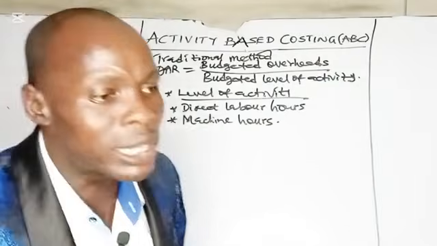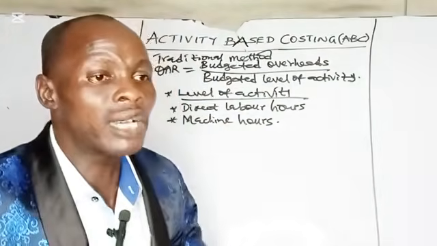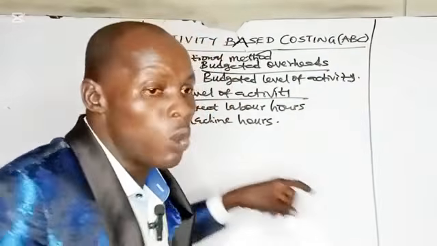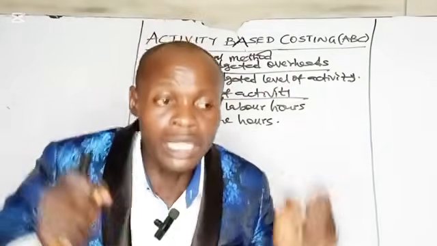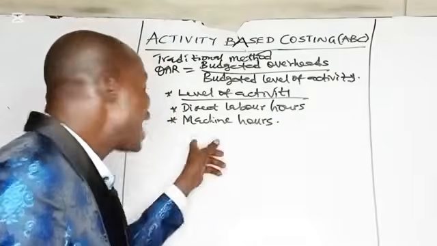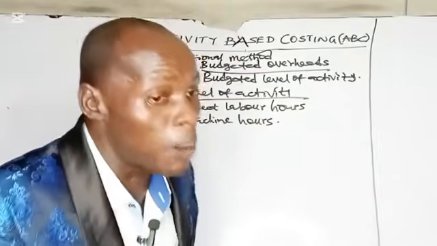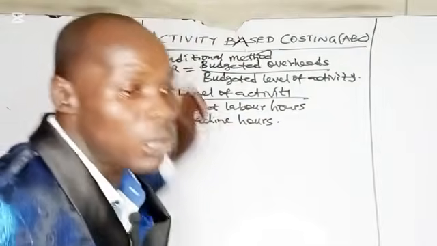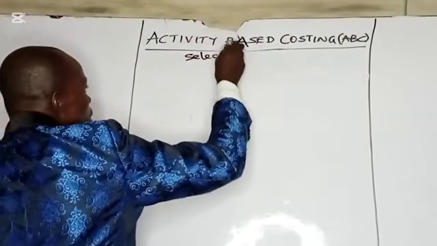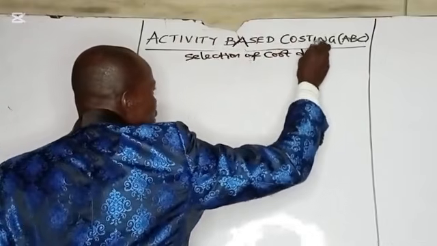But activity-based costing, as I've said, uses many cost drivers. So, when we say cost drivers, they are factors which cause a change in the cost of activities. Factors that cause a change in the cost of activities are said to be cost drivers. Selection of cost drivers.